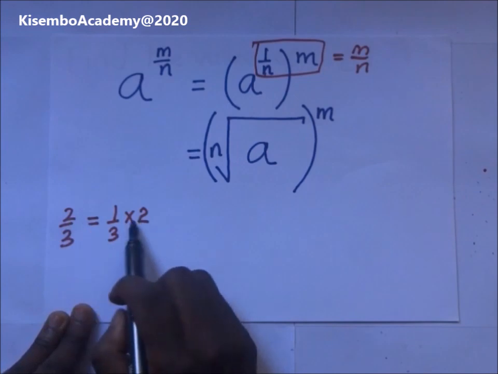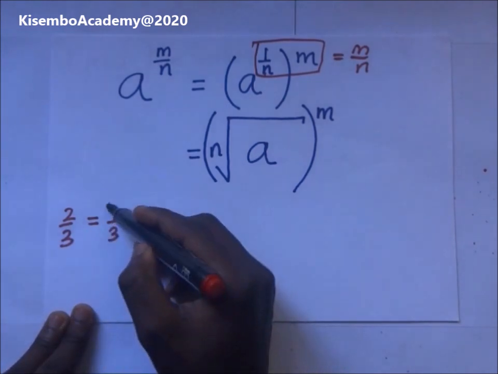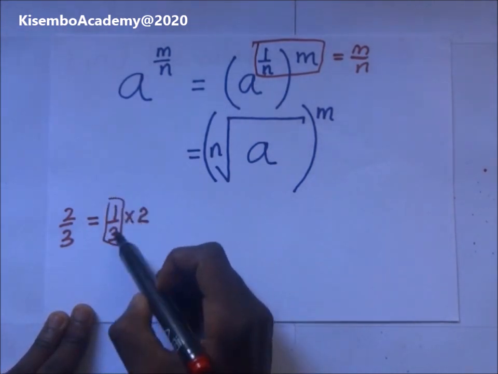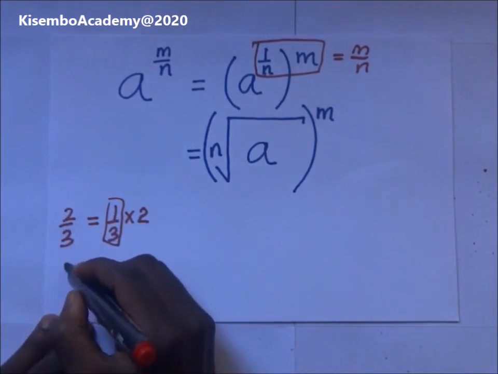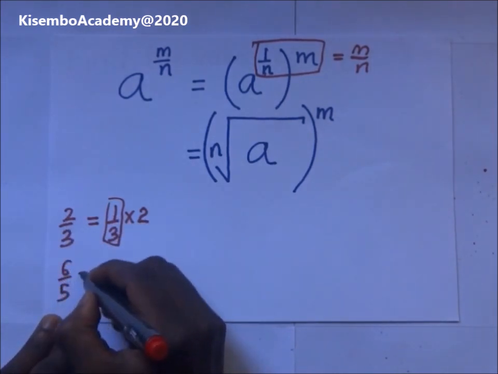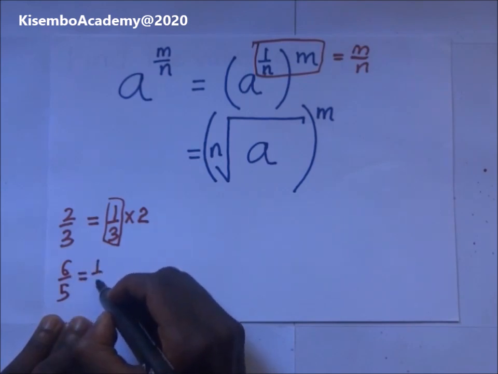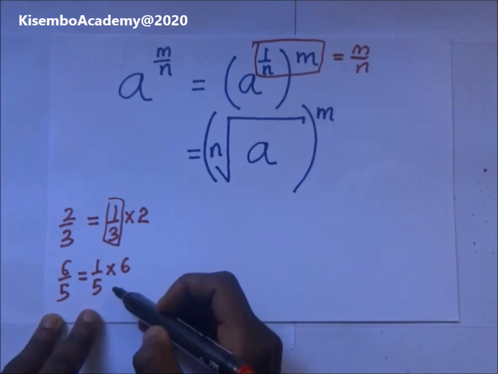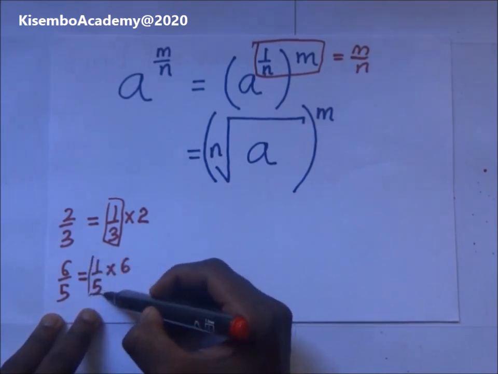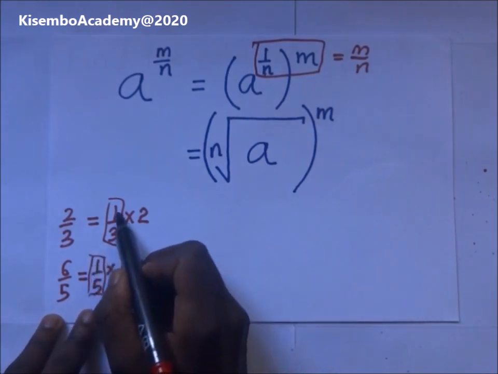You displace these 2 out and you make this 1 over 3 times 2. So 1 over 3 times 2 is the same as 2/3. Or if they told you 6 over 5, 6 over 5 is the same as saying 1 over 5 times 6. So our interest here is to create a fraction that is having 1 as the numerator.